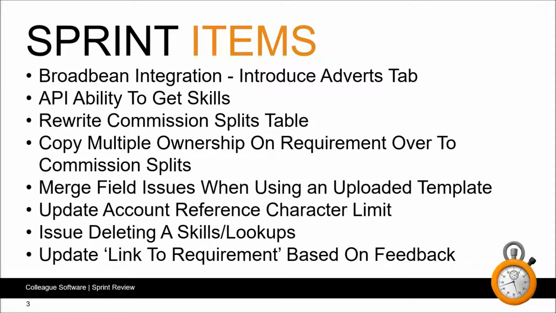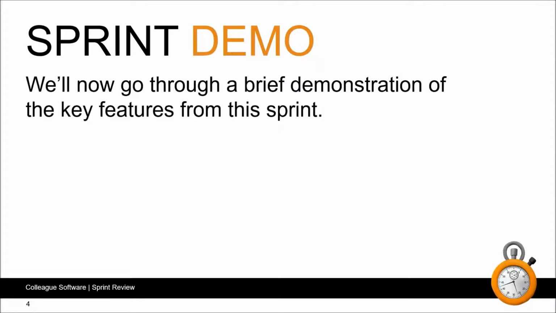And further to feedback, we've also updated the link to requirement option in candidates to include the ownership field and to run on selection. I'll explain what I mean by that shortly. We'll now go through a brief demonstration on the key features from this sprint.